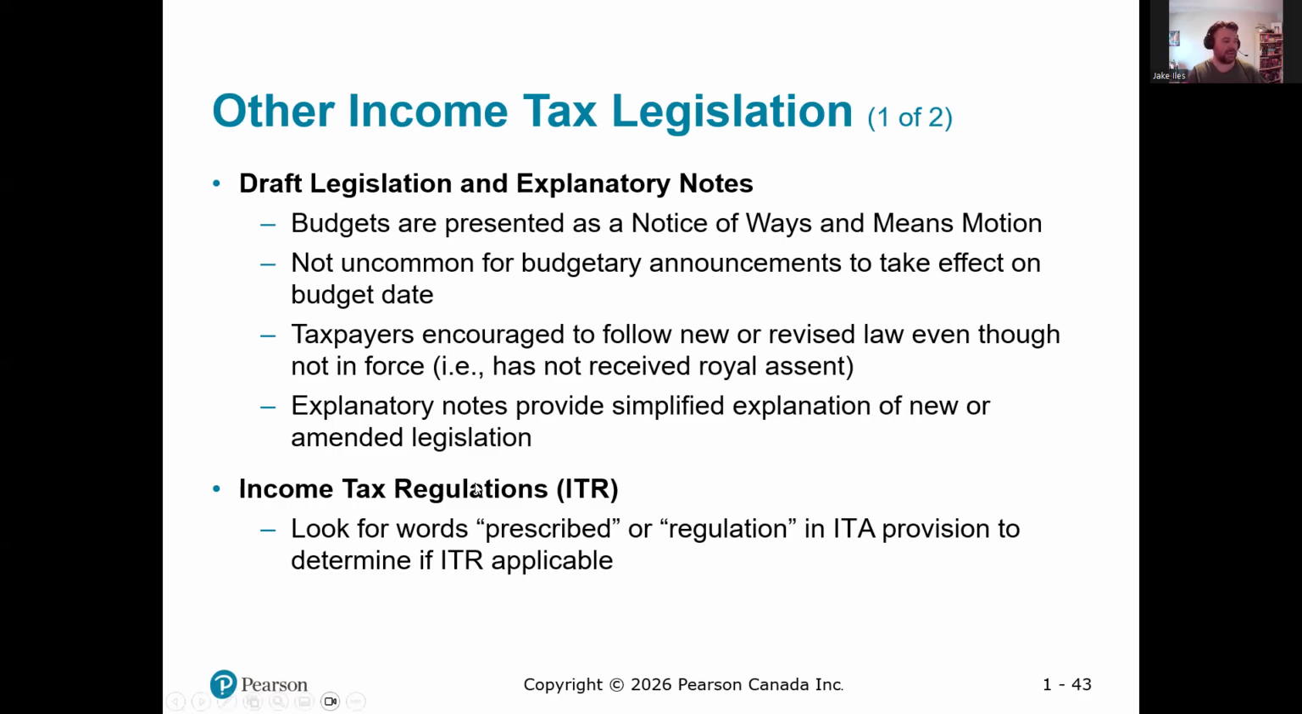So for income tax regulations, look for the words prescribed or regulation in the Tax Act provision to determine if the ITR applies.